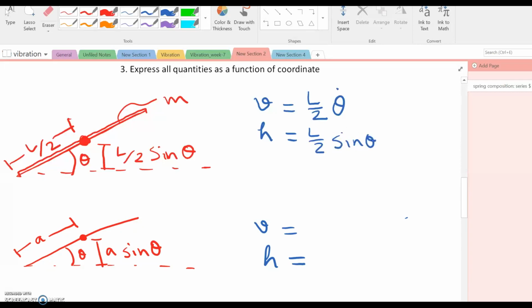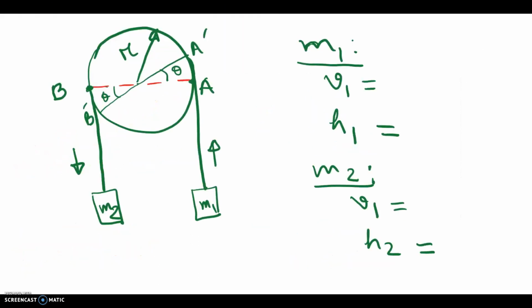For a point mass like this, which is attached at a distance of A from the axis of rotation, the linear velocity for this case would be A theta dot, and height would be A sine theta. Now let's consider a pulley of radius r at static equilibrium condition.